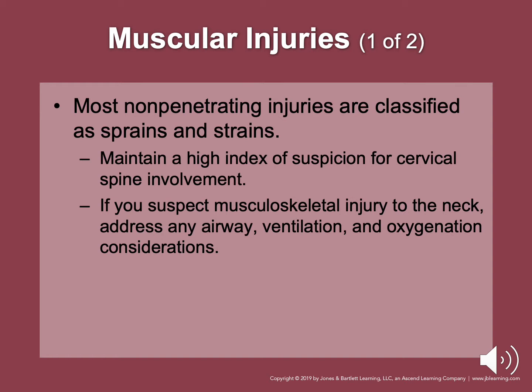Conduct a visual inspection for signs of soft tissue injury. If you suspect a musculoskeletal injury to the neck, address airway, ventilation, and oxygenation considerations, and focus on preventing further injury. Check distal pulses and sensory motor function. Always immobilize the spine in these patients. We don't have X-ray vision, so we don't know if the neck is actually involved or not as far as the spinal area itself.